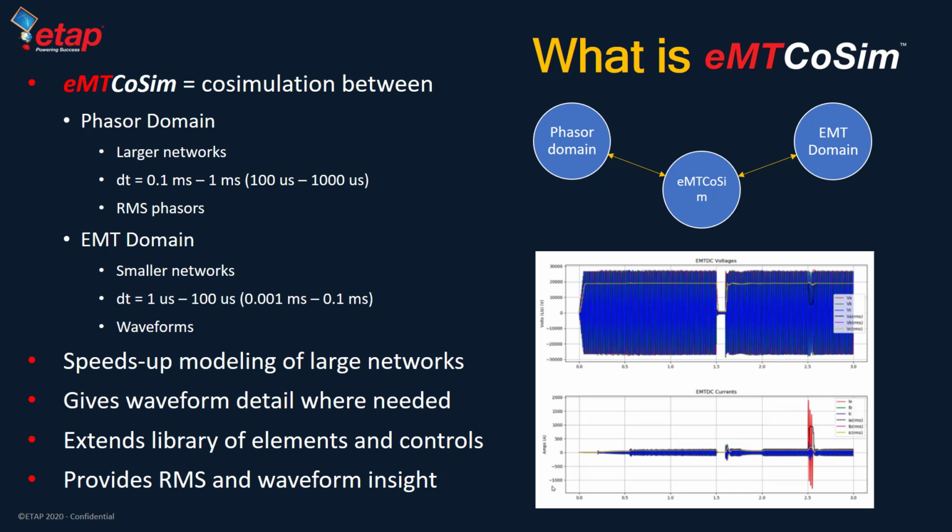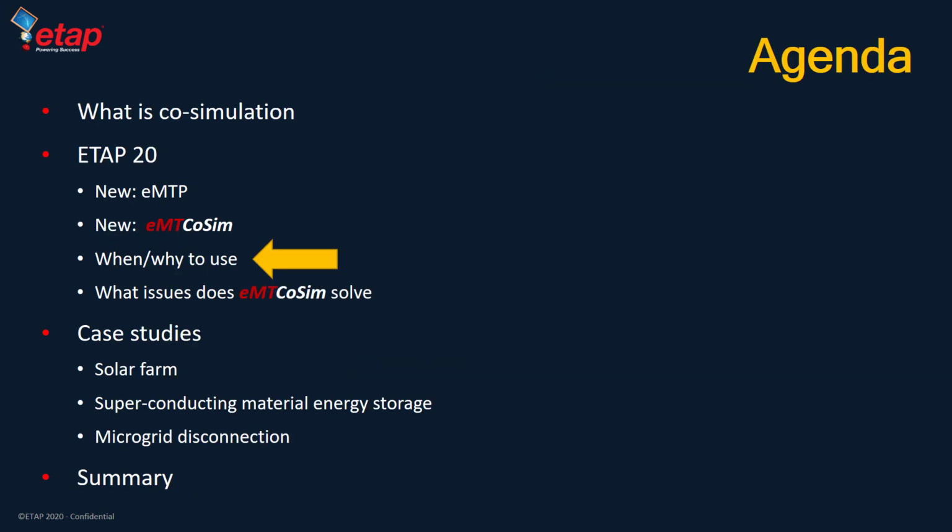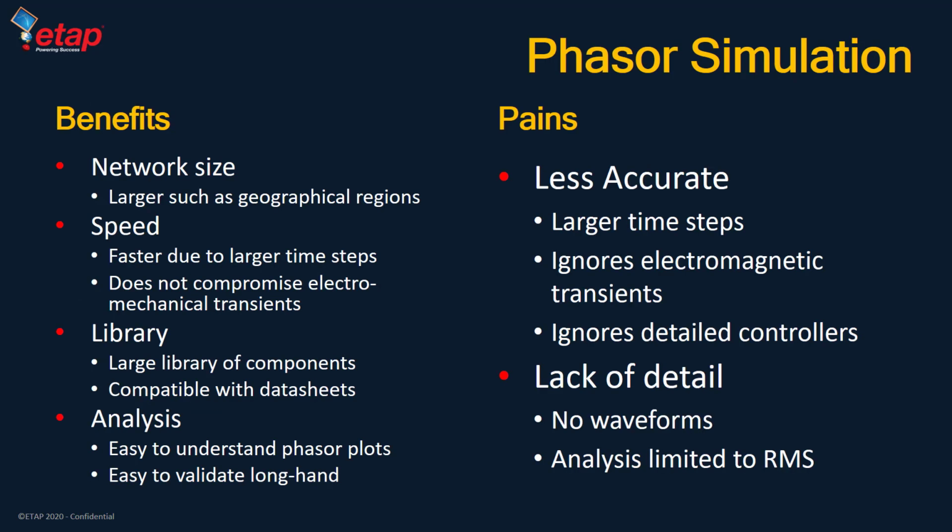Now we're talking about two engines, not one. One engine for each domain. So let's talk about the phasor domain and the electromagnetic transient domain in more detail. A common question we get is, when and why should I use one versus the other? Perhaps the best way to explain the when and why is by explaining the pains and benefits of each domain.